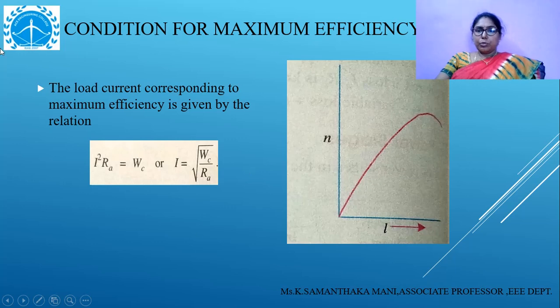And this is the graph showing how efficiency varies with respect to the current. As the current gradually increases, the efficiency reaches a maximum value. This is the current corresponding to maximum efficiency. On the y-axis I considered efficiency, and on the x-axis I considered the current. So actually this point is the current corresponding to maximum efficiency.